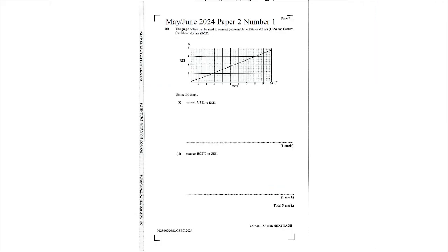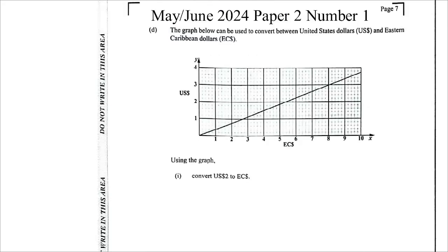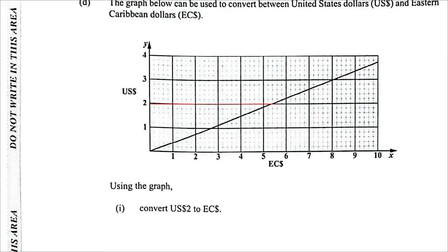Okay. Let's look at this question. The graph below is used between United States and Eastern Caribbean. Alright, let's zoom in because we'll need to zoom in. Convert $2 to EC. So we're looking at 2 US. Alright, I'm just going to make the line a little bit smaller so we can see and put it in red. So in a graph, you would look at where is 2 US, it's here, and where it intersects the graph would be there. I need to zoom in.